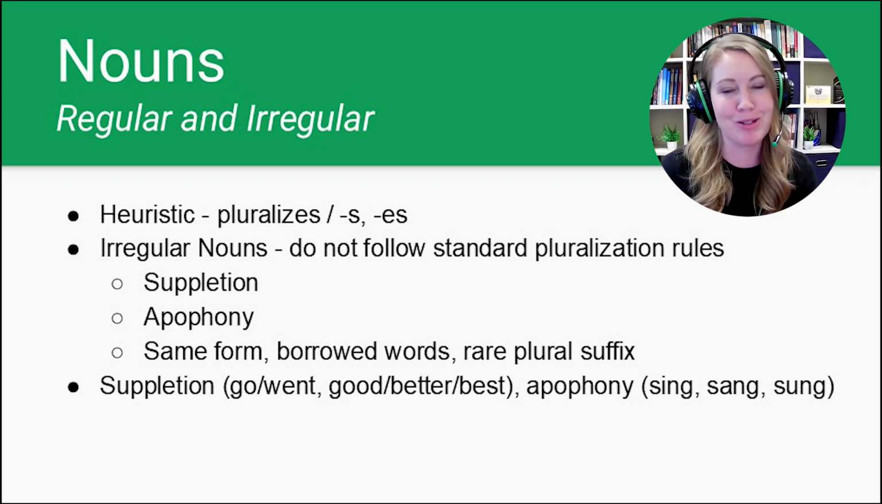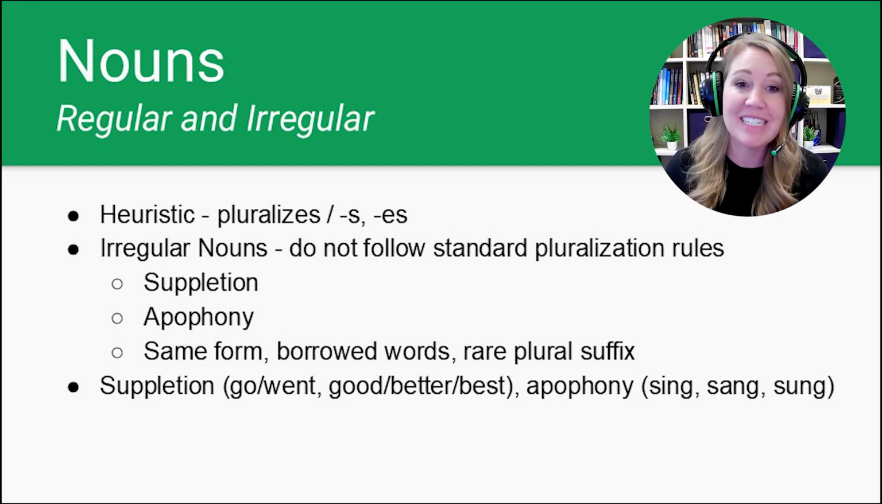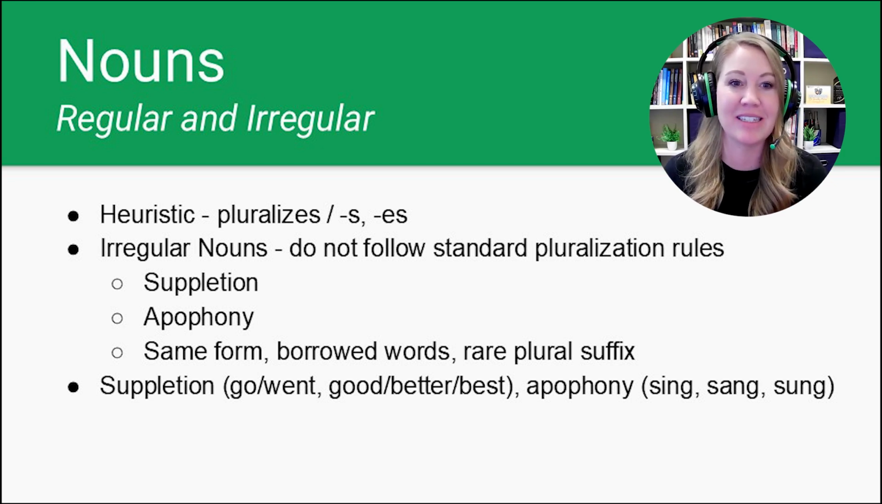So there's a group of nouns called irregular nouns, and these don't follow the usual pluralization rule of just adding the suffix s or es. So for instance, the noun ox doesn't become oxes. Instead, it's oxen. And person doesn't become persons. It turns into people. Syllabus becomes syllabi, and so on.